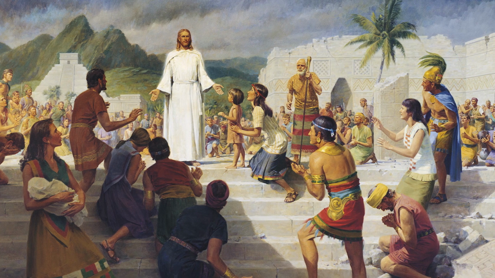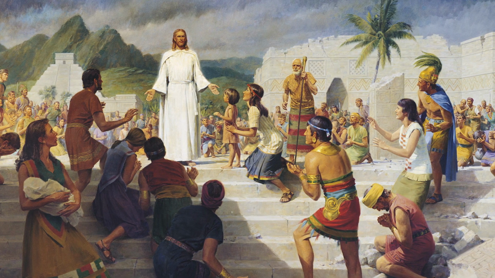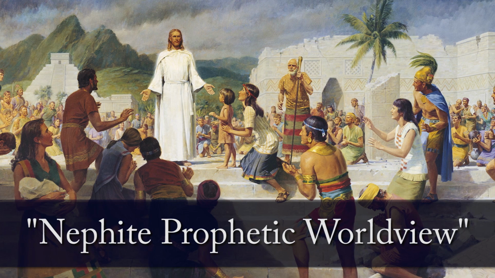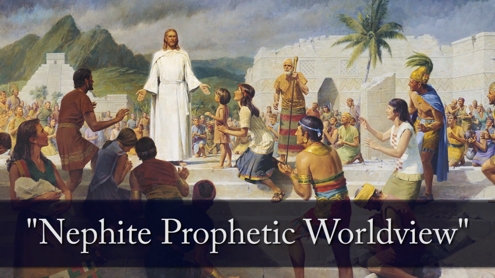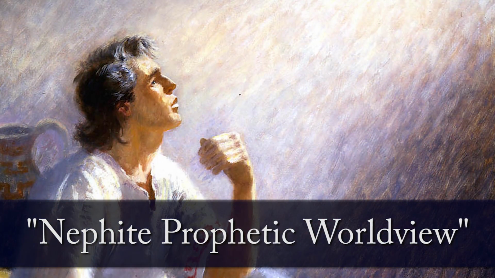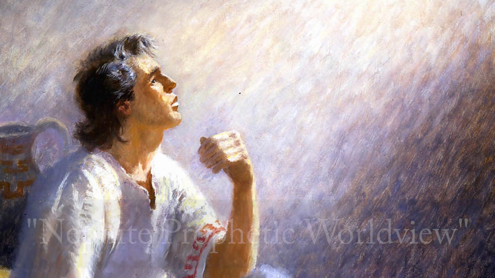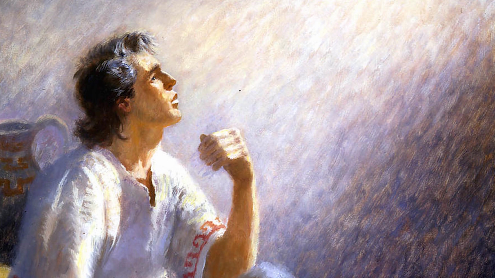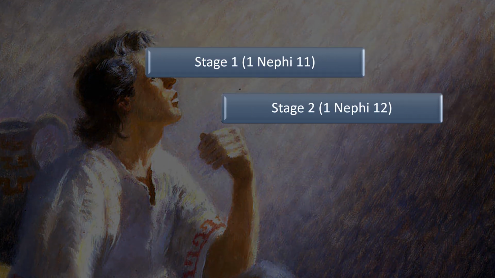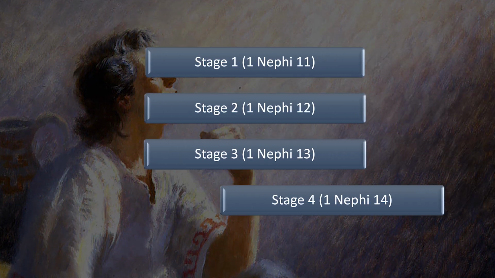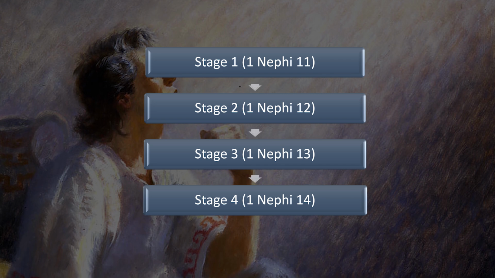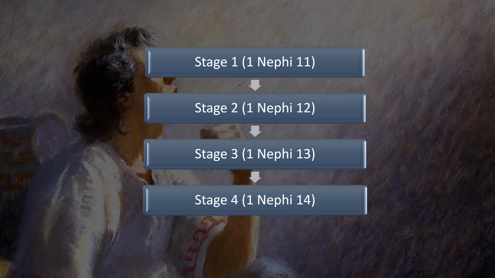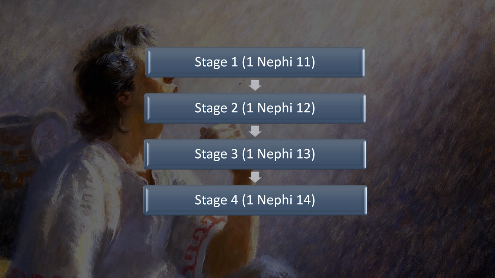When Jesus visited and spoke to his people in the Book of Mormon, he used what researchers call the Nephite prophetic worldview to structure his teachings. This framework was used by Nephi and his younger brother Jacob for understanding and interpreting their place in God's future plan and interpreting Scripture. Ultimately, this pattern was first established by the Lord himself as he unveiled the future to Nephi in 4 discrete phases in 1 Nephi chapters 11 through 14.